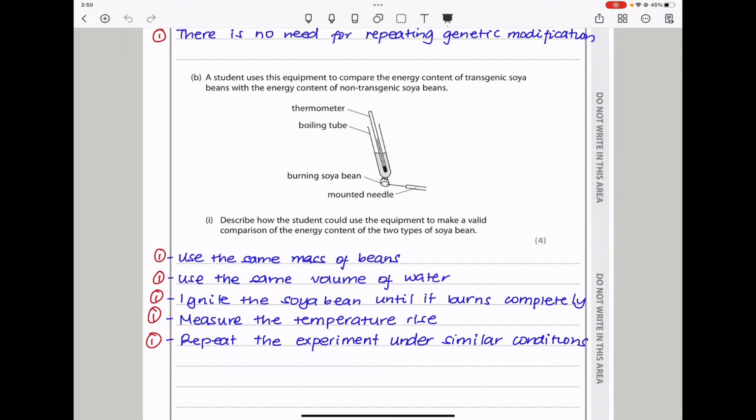two types of soybeans. Remember, when this is heated or burned, the heat released is supposed to be transferred to the water inside the boiling tube, and the thermometer is there to measure the initial and final temperature so that the temperature change can be calculated. So if we want to make a valid comparison, we need to use the same mass of the beans, and then we need to use the same volume of water. We need to ignite the soybean until it burns completely for all experiments, and then we need to measure the temperature rise, meaning initial temperature and the final temperature, and then calculate the temperature rise. Then we need to repeat the experiment under similar conditions in order to get a mean.